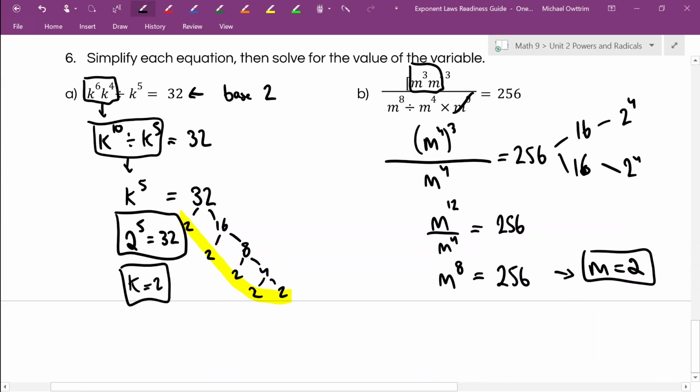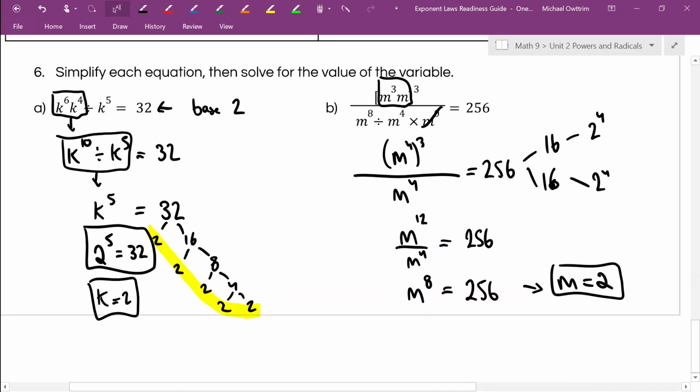So on both of these questions, we happen to have a base of 2. Obviously, 256 could have had other bases. It could have had 16. It could have had 4. So there's a few different bases it could have been to get our 256. In this case, it happened to be base 2.